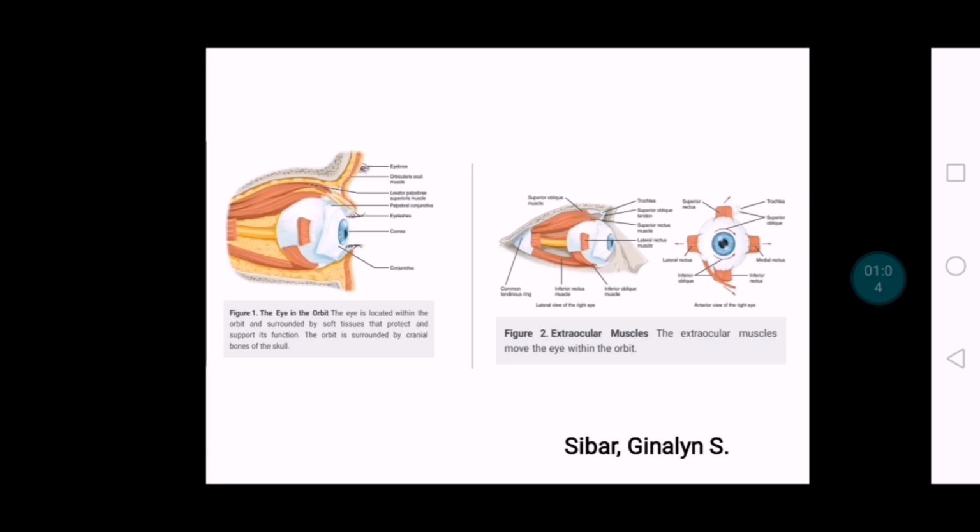Figure 1, the eye in the orbit. The eye is located within the orbit and surrounded by soft tissues that protect and support its function. The orbit is surrounded by cranial bones of the skull. Figure 2, extraocular muscles. The extraocular muscles move the eye within the orbit.